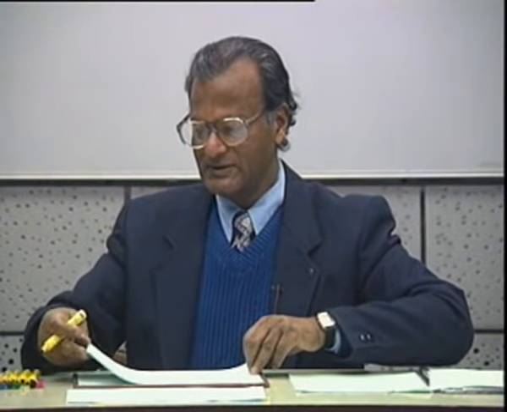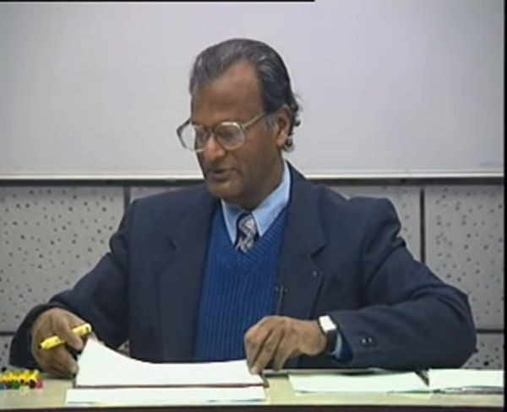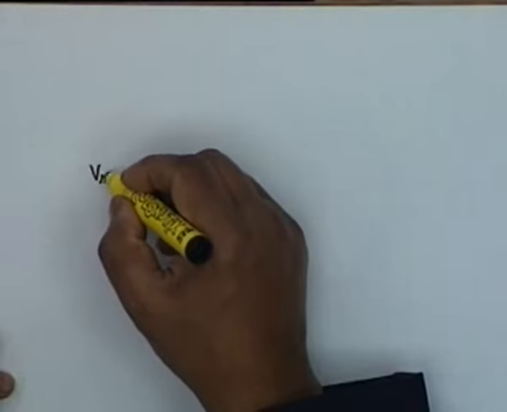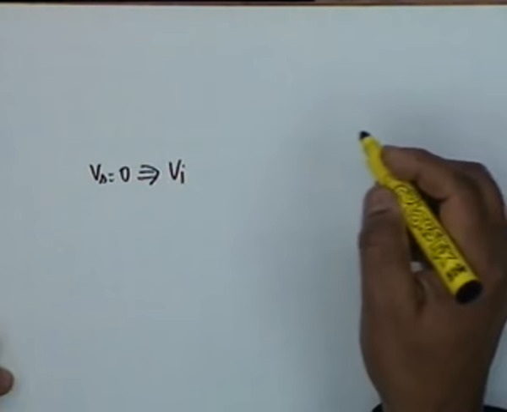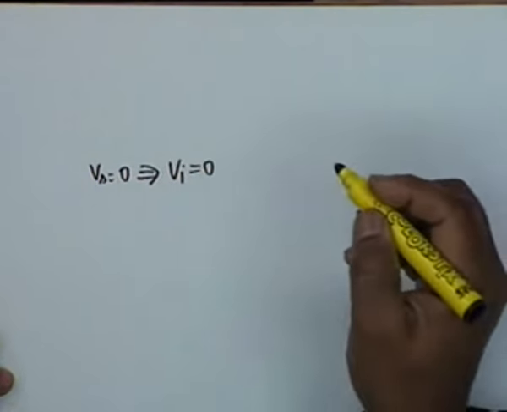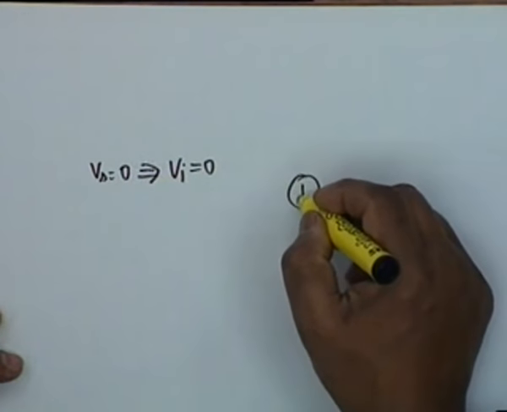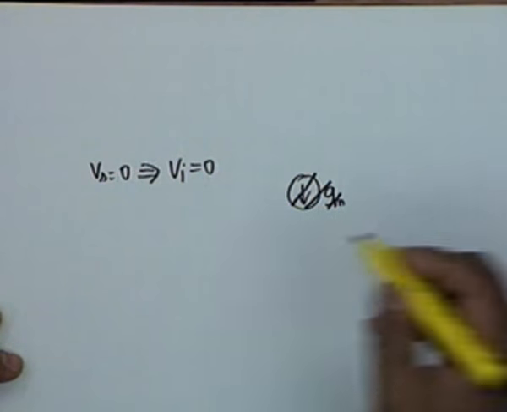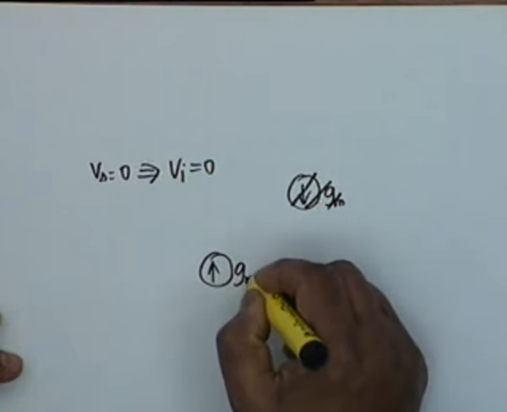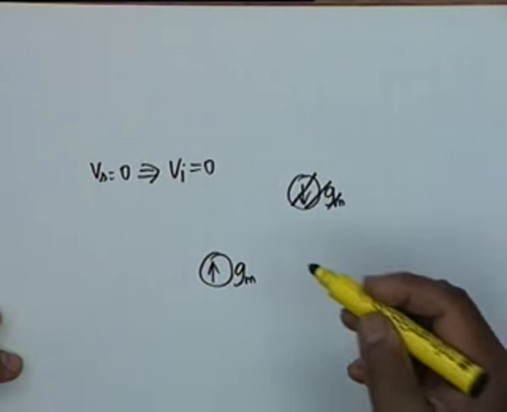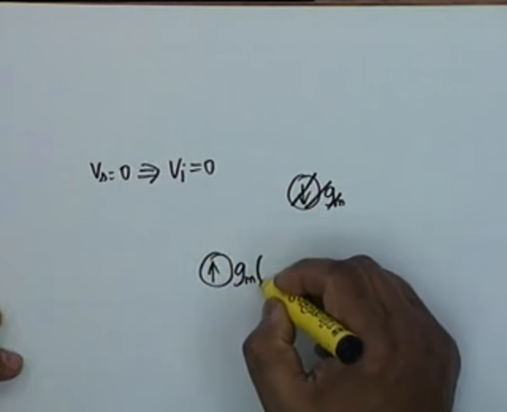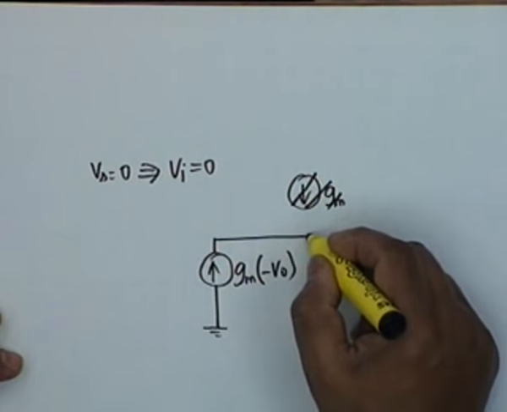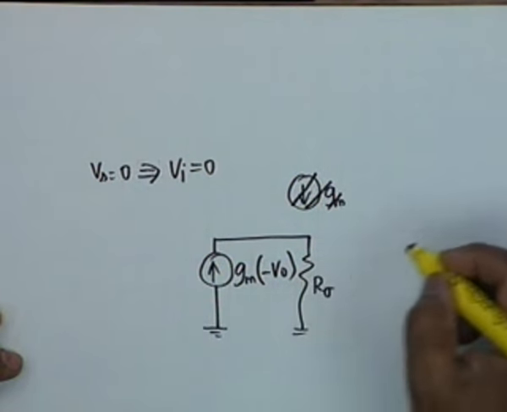Now, as far as the output impedance is concerned, what we have to do is to make Vs equal to 0. If the source is equal to 0, then what is Vi? Vi is 0, and therefore the equivalent circuit becomes GM, I beg your pardon, the direction is wrong. We should have GM Vi minus V0. Vi is 0, therefore minus V0. Agreed? This goes to ground. Then we have R sigma.